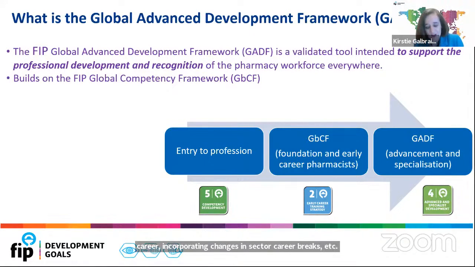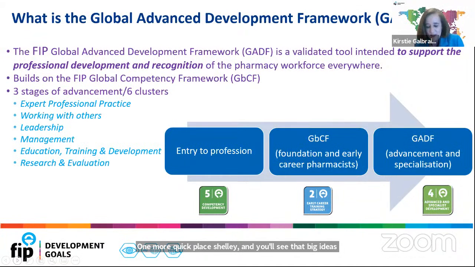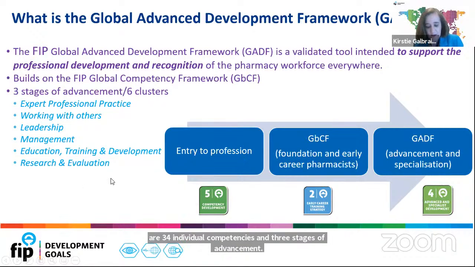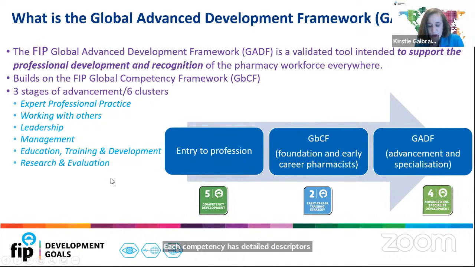One more click, please, Shirley. And you'll see that the GADF is structured as a matrix with 6 clusters of competency listed here on the slide. There are 34 individual competencies and 3 stages of advancement. Each competency has detailed descriptors at the 3 levels to enable users to clearly see developmental opportunities and areas for recognition. Next slide, please.